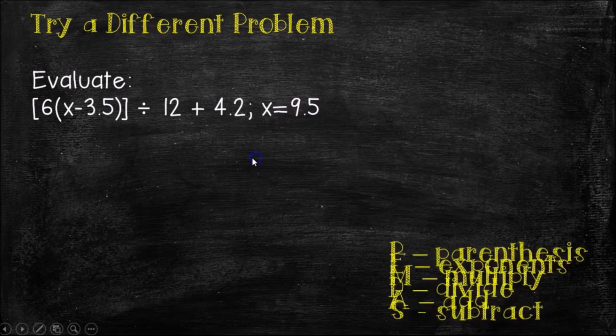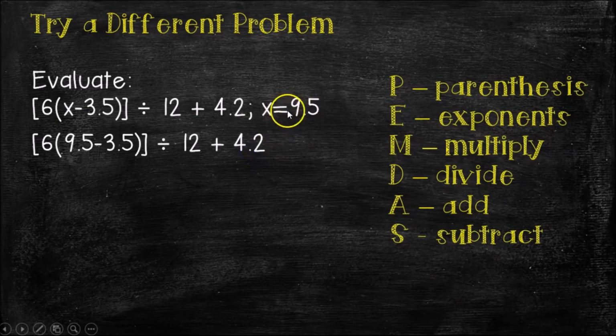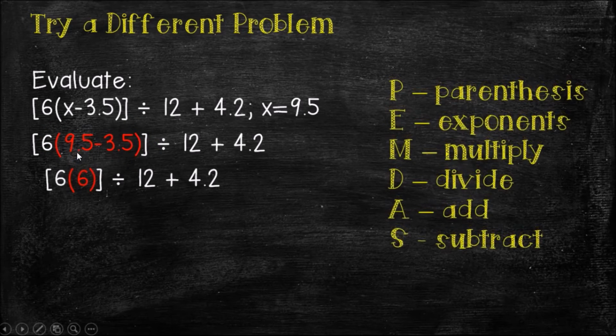So the first thing we need to do is put 9 5/10 in where it says x, and then rewrite the rest of the expression. So that's what we've done here. So now again, we look at our order of operations, and we know that because we have brackets here, we're going to do the parentheses inside the brackets first. So our first thing we're going to look at is 9 5/10 minus 3 5/10, which equals 6. And then we're going to bring down the rest of the expression.